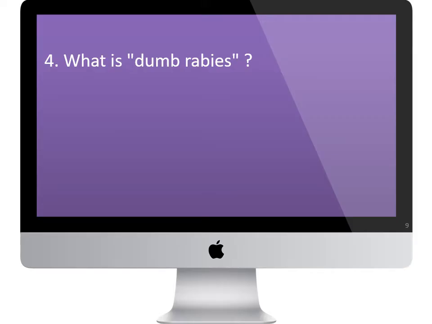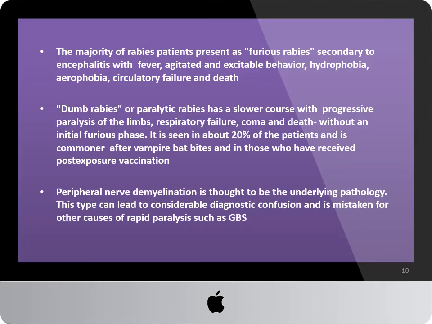What is dumb rabies? The majority of rabies patients present as furious rabies, secondary to encephalitis, with fever, agitated and excitable behavior, hydrophobia, aerophobia, circulatory failure, and death. Dumb rabies or paralytic rabies has a slower course with progressive paralysis of the limbs, respiratory failure, coma, and death without an initial furious phase.